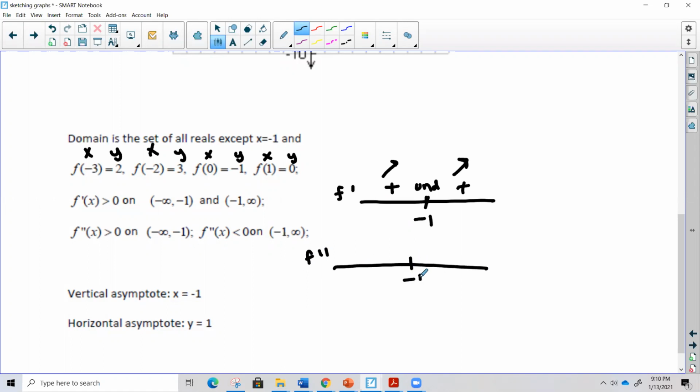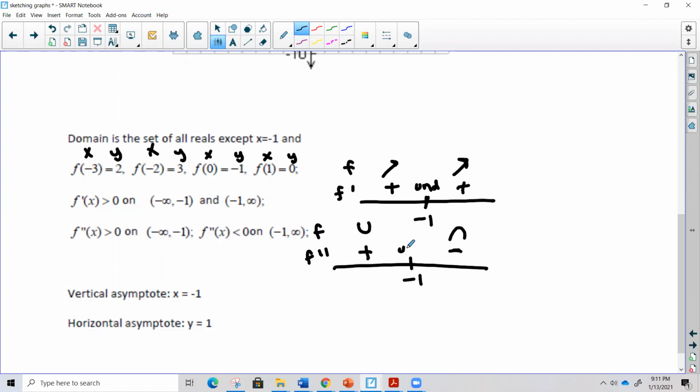Again, it changes at -1. So it's greater than 0, so it's positive. So it's concave up from negative infinity to -1. And it's less than 0 from -1 to infinity, so it's concave down. Right.